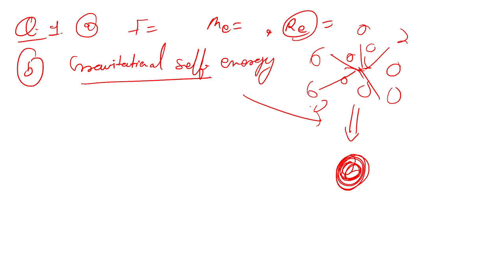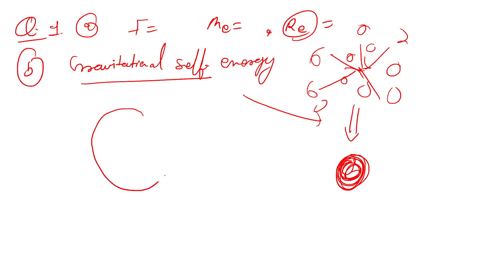Gravitational self energy means the energy required to assemble all the segregated, or we can say all the spread particles, from the infinite distance, to gather them and assemble them in a particular body. By assembling all the particles in a particular body, the energy or the work done in that process, that is called what? Gravitational self energy. And how can you derive it? I'm not going to derive it completely, but I will give you a slight idea how you can do this.